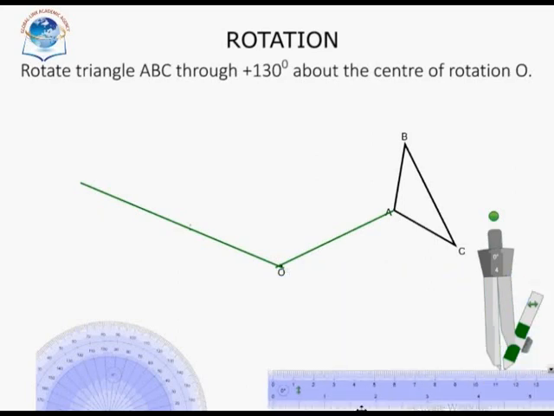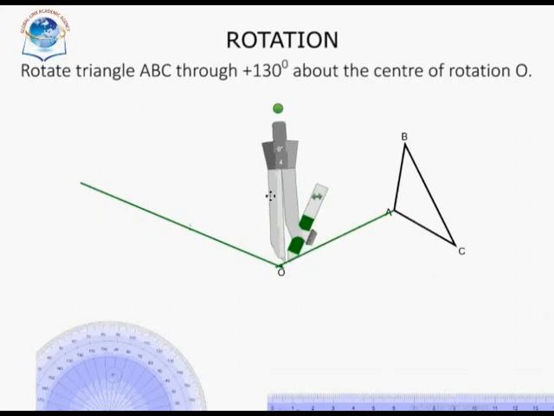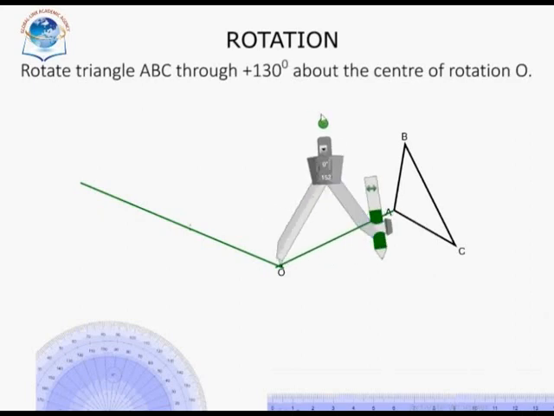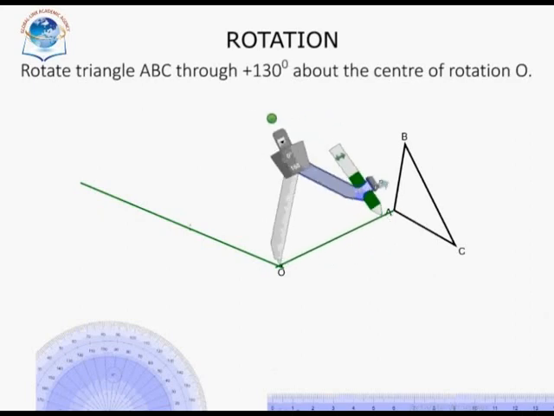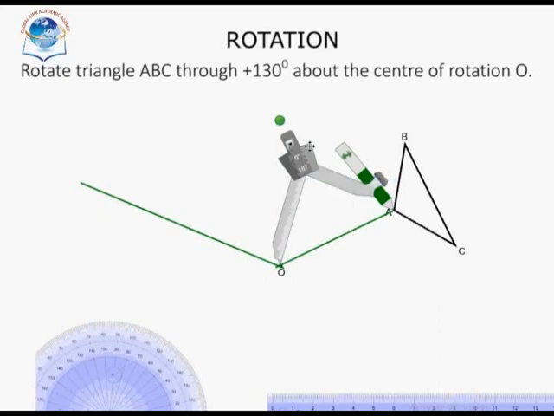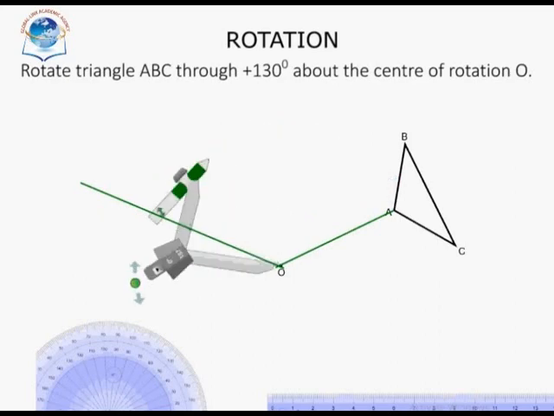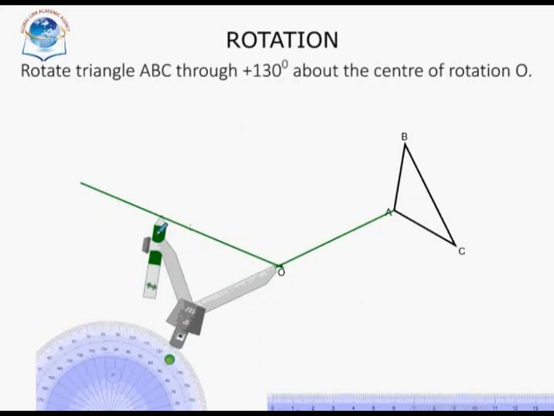And now we need to reproduce the distance OA on the new line. So we place the compass here and measure the distance OA, and then take the same distance on the new line. We mark an arc here, and that is A prime.